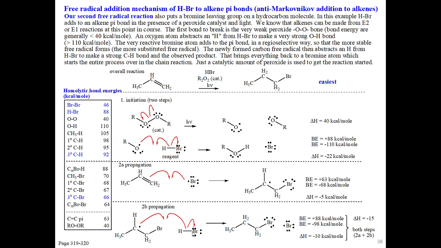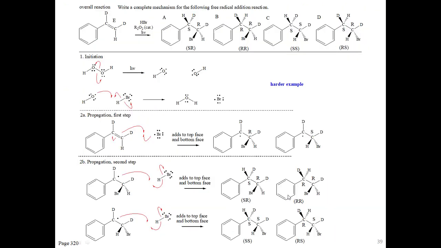Okay, we're breaking HBr. That's about 88 plus, but we're making a CH bond, which is a strong bond. So that's going to be someplace in the 90s, depending on what kind of CH bond we make. Okay, so this is a favorable reaction, and now we have to add it to our tool chest of reactions.